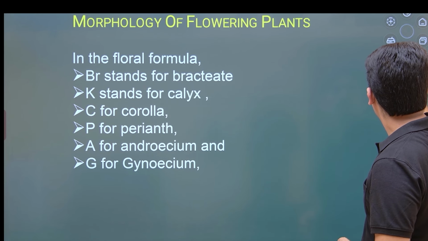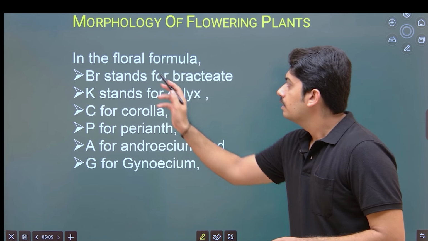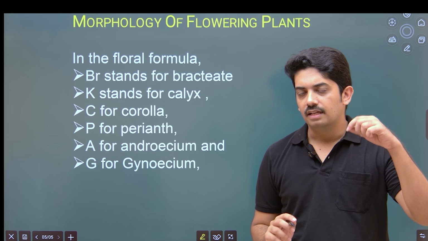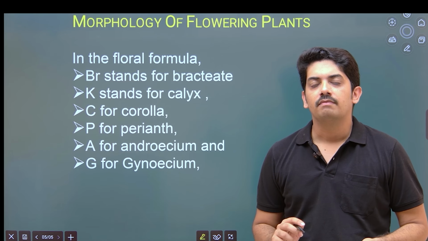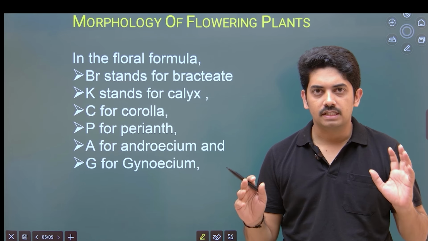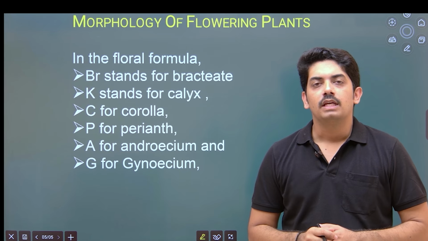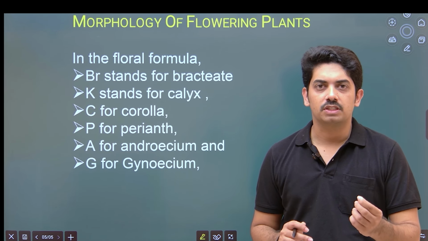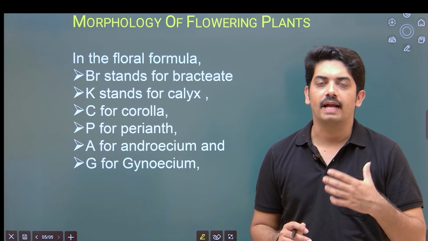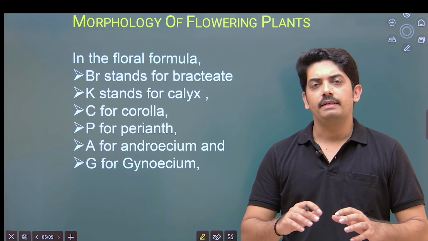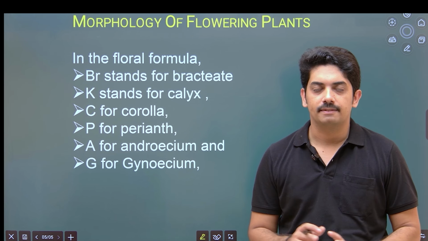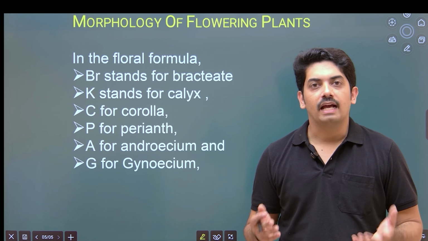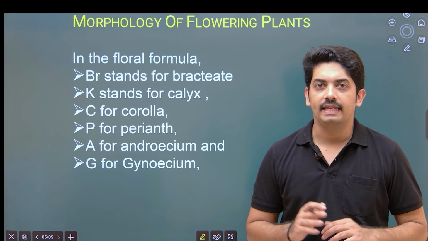Now, bract. Just to remind the topic where we have a complete description of bract actually. If a flower has a small leaf-like structure at its base, then it is called bract. So it may not be present in all the plants. If it is present, then we call it bracteate. If it is absent, then we call it ebracteate condition.